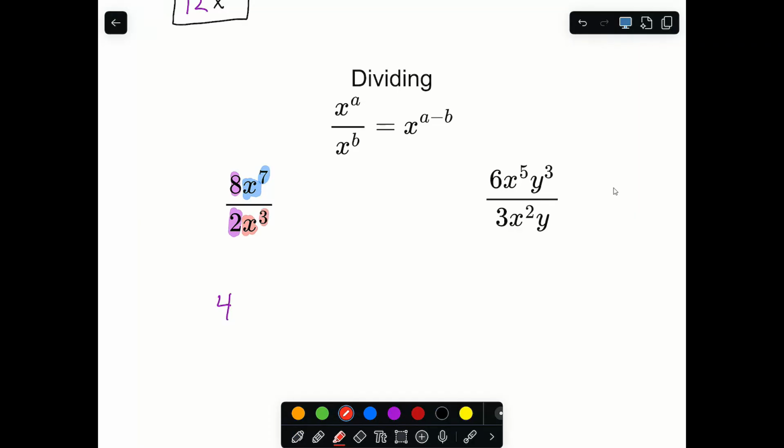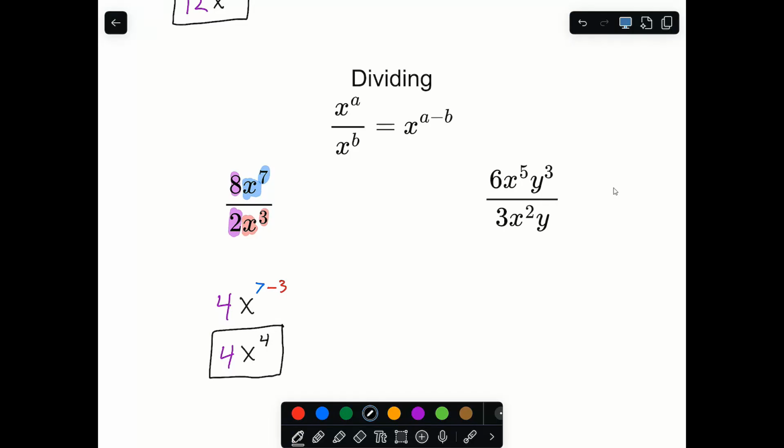and I'm going to subtract those exponents. So I'm going to get x to the 7 minus 3. And it's always the top minus the bottom. So my final answer would be 4x to the 4th power.